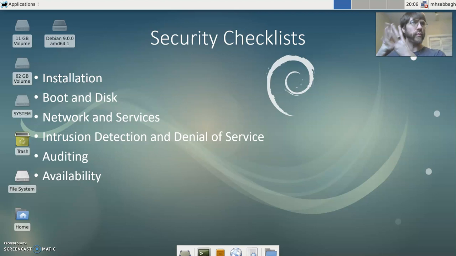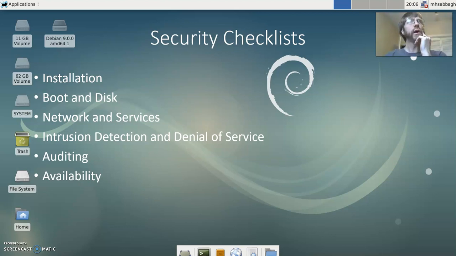Boot and disk. Can you boot off something other than the hard drive? You may need to lock those things down because, as I've said before, physical access is root access. If you can walk up to a device and plug in a USB and boot from it, whoever thought they owned that system didn't actually.